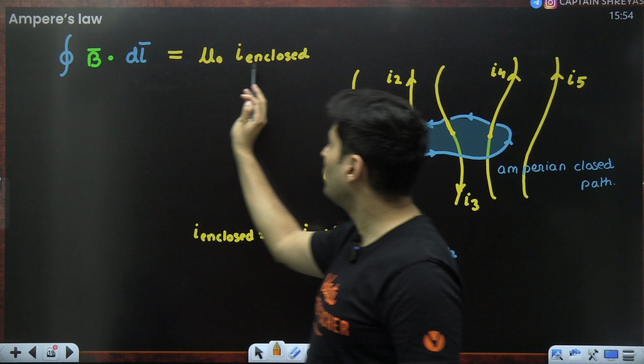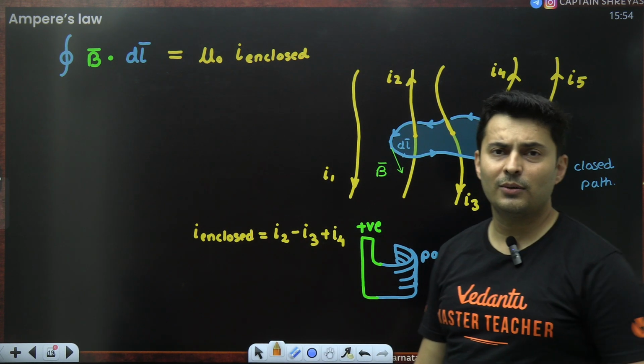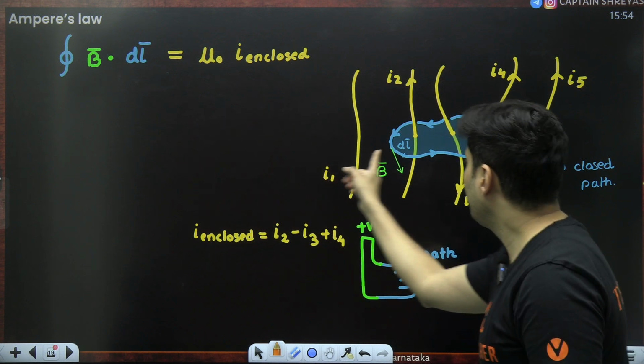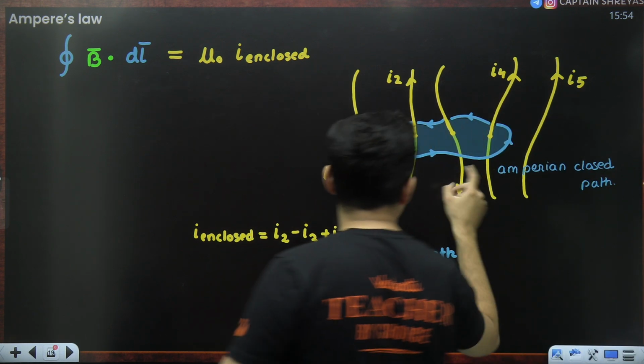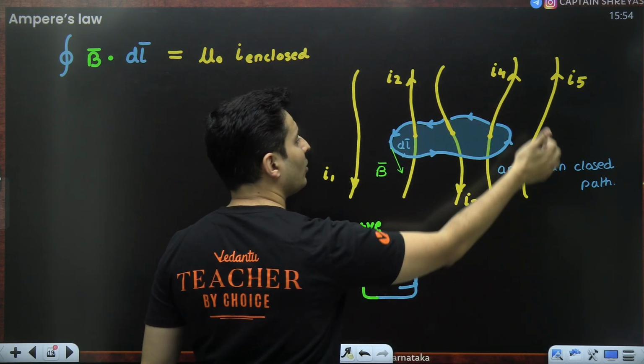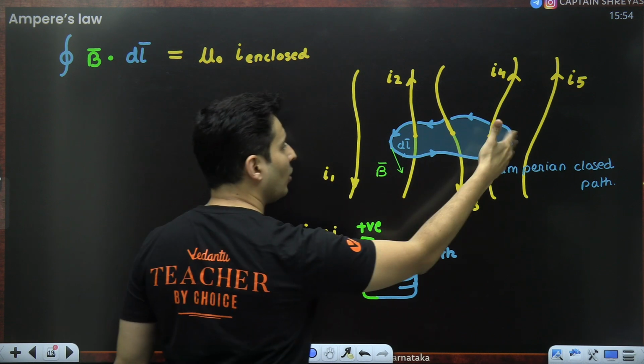Now, how do I know which enclosed current is positive or negative? There is a simple rule, the right hand rule. If you are going along the path like this, take the fingers of your right hand and curl your fingers as if you are going along that path, as if you are holding that path.